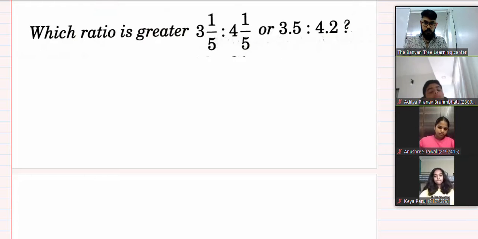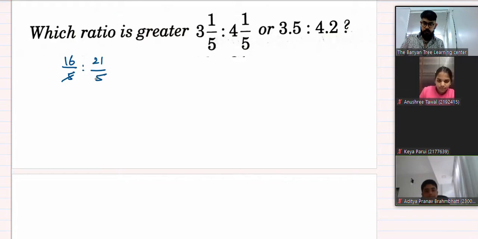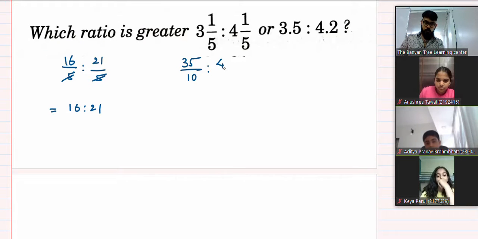Take your time. I'm giving you 5 minutes. So let me solve it and check whether you have done it correct or not. First, 3 1/5. So this will be 16/5 is to, this will be 21/5, right? And it can be simplified and written as 16:21. The next ratio is 3.5:4.2, or 35/10 is to 42/10, 10 cancels, and we get 35:42.